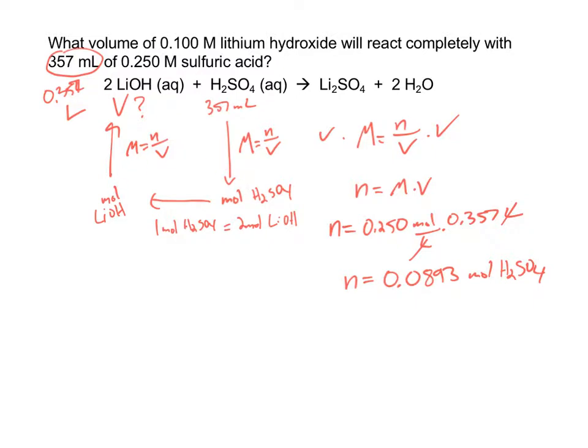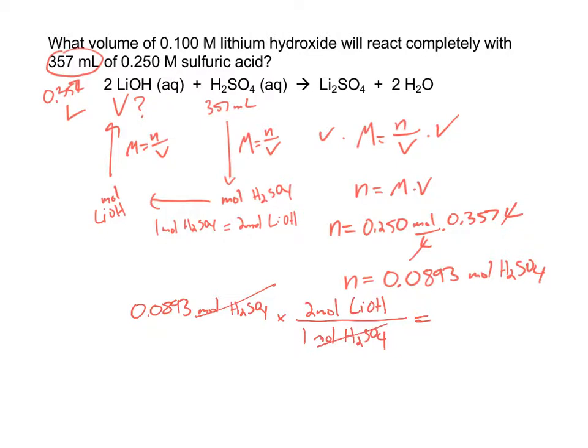So now I need to get to the moles of lithium hydroxide. So I'm going to use the stoichiometric coefficients. So I'll take my moles of sulfuric acid. I know that 1 mole of sulfuric acid will react with 2 moles of lithium hydroxide. And I get 0.179 moles of lithium hydroxide.